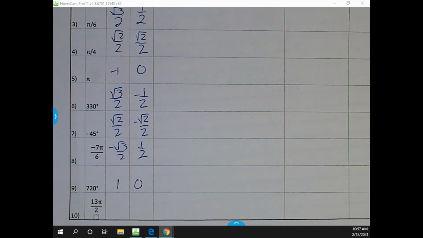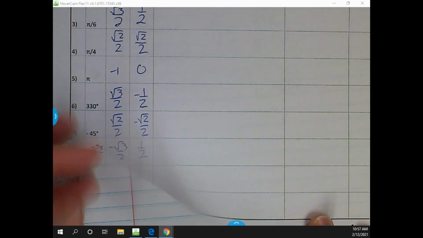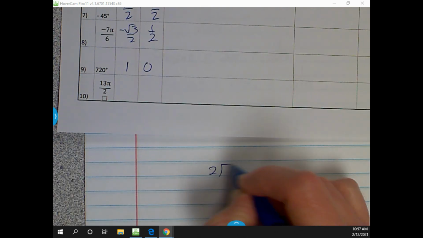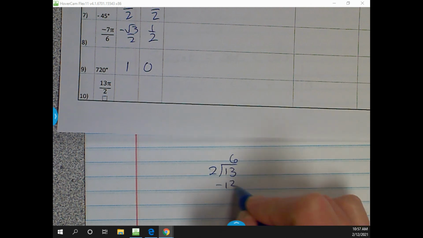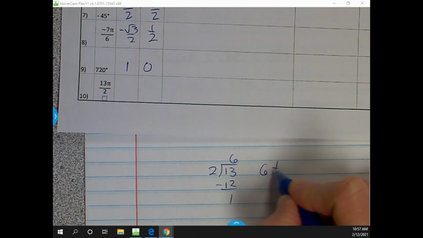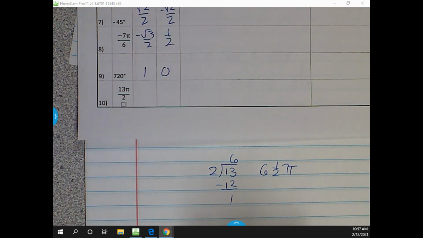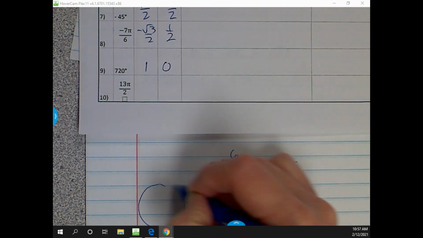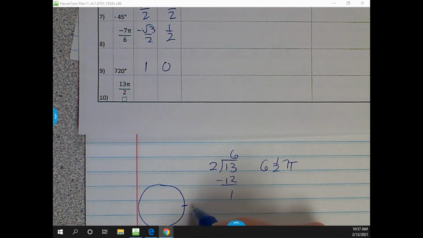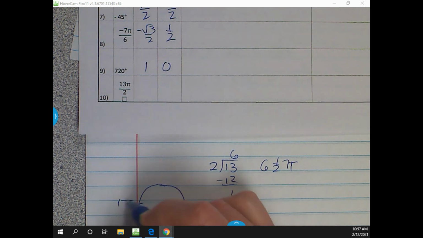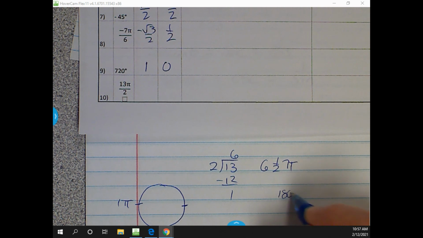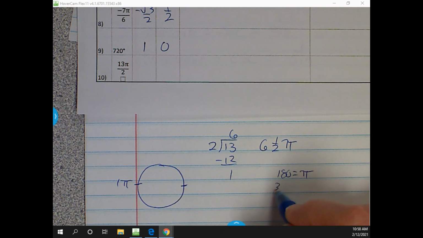All right, and then the last one, 13 pi over 2. This is kind of tough. I might get you a little sketch going for this one, so let me go off here for a second. For 13 pi over 2, you almost have to change this back into a mixed number. So this would be 6.5 pi. Let me give you a short version of the unit circle here. If we started here at 0, if we get to here, this was 1 pi. So every time we go 180 degrees, that's equal to a pi. So when we get back to 360 degrees, that was 2 pi.